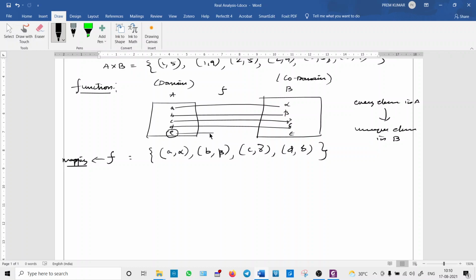Suppose this E is mapped to epsilon. So I can change the function. Now this E is mapped to epsilon. Now I can say that F is a function. Why? Every element is mapped to a unique element. What does uniqueness mean? Every element here should be mapped to only one element. Suppose A is mapped to B, then I cannot say that this is a function. Okay.